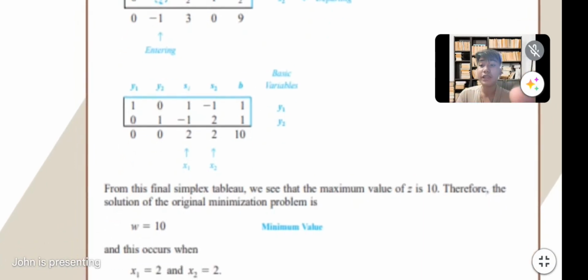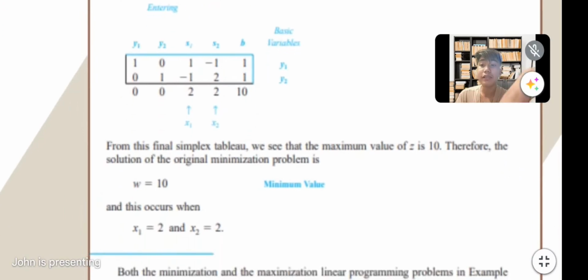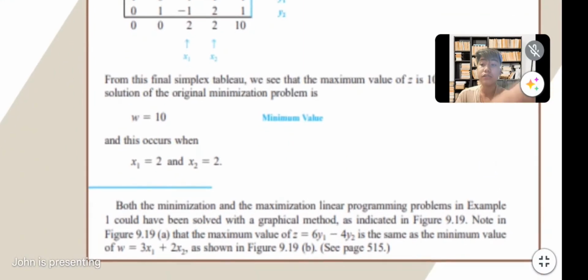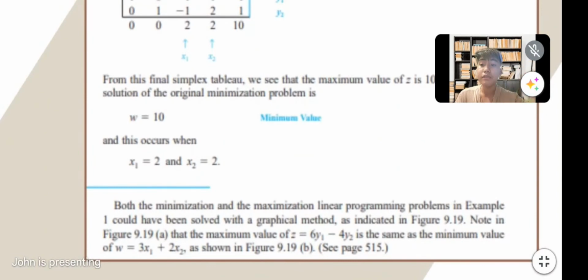Then from this final simplest tableau, we see that the maximum value of z is 10. Therefore, the solution of the original minimization problem is w equals 10. So the answer is 10, and this occurs when x sub 1 equals 2 and x sub 2 equals 2. Both the minimization and the maximization linear programming problem is in example 1.